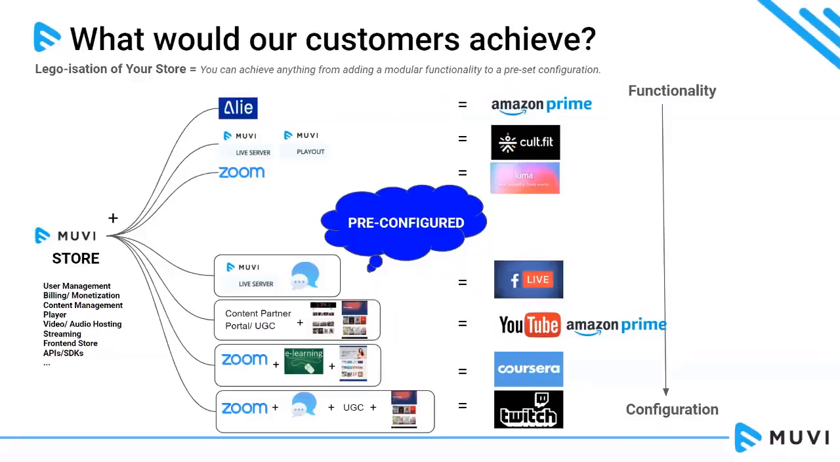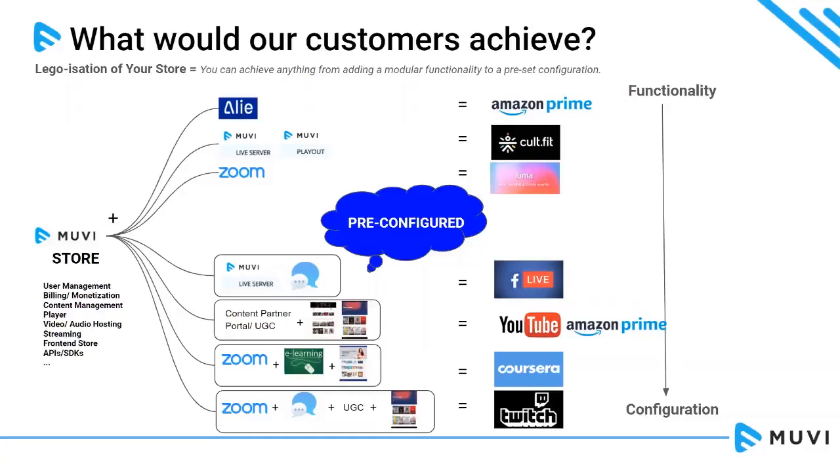If you have a Muvi store, you have already made, say, a Netflix or a Hotstar or an Amazon Prime for yourself using our Muvi store. So you have everything. You can upload and host videos, you can create live stream content, you can schedule content using Muvi playout. You can manage the users, you can monetize all your content. You have a player with all the basic player features. You have front end applications ready. You can also customize these features using our APIs.